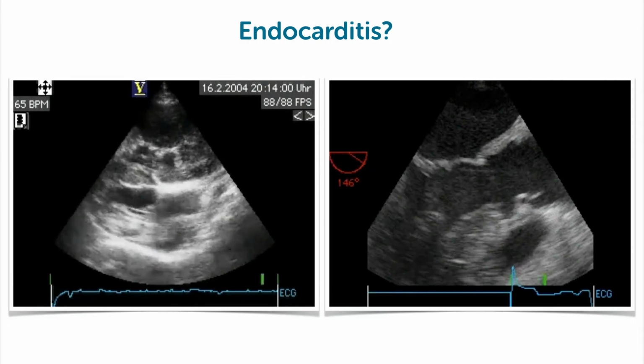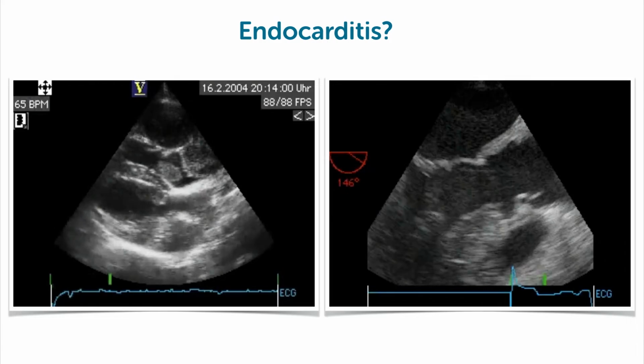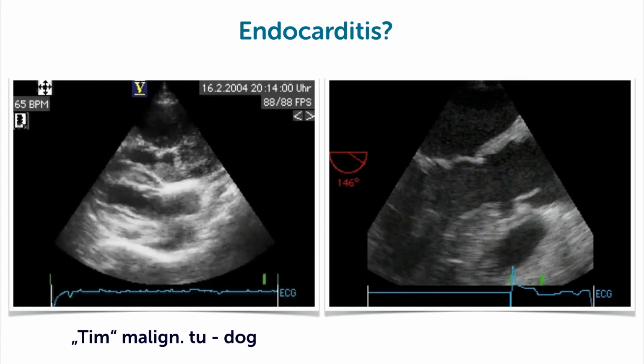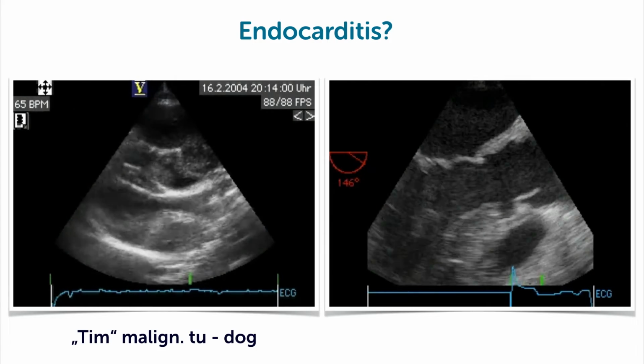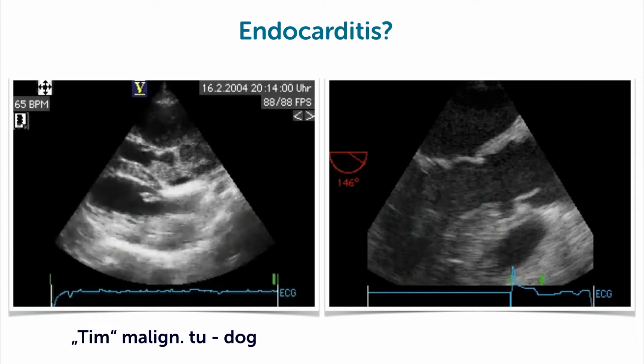And right here, those structures I mentioned are not a vegetation, but they're actually a tumor. And it is not a patient at all, it's a dog. This is a veterinary study. So you see even dogs can have cardiac pathologies.